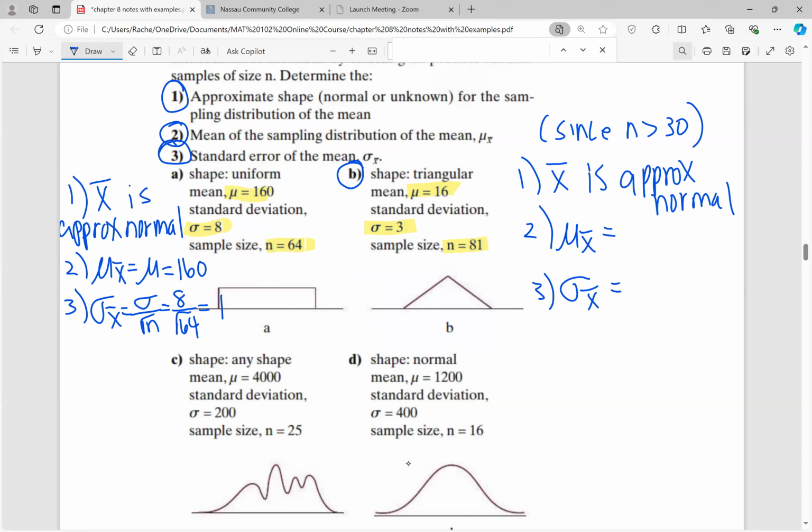Mu sub X bar is equal to mu, which in this case is 16. And sigma sub X bar is equal to sigma divided by the square root of n, where sigma is 3. N is 81, so we're going to divide by the square root of 81. And now we have to take 3 and divide that by the square root of 81, and that's going to be 1/3, or about 0.33.